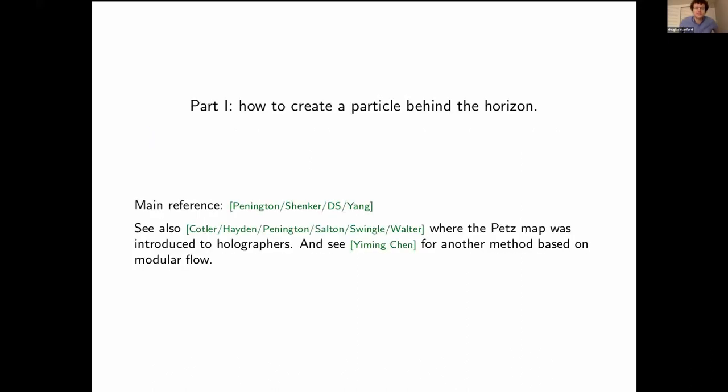So first part: how to create a particle behind the horizon. The main reference for this part is this paper, but I'd also like to highlight this earlier paper, where a tool called the PETS map was introduced to holographers, and also a beautiful paper by Yiming Chen with another method of solving the problem that we'll discuss.